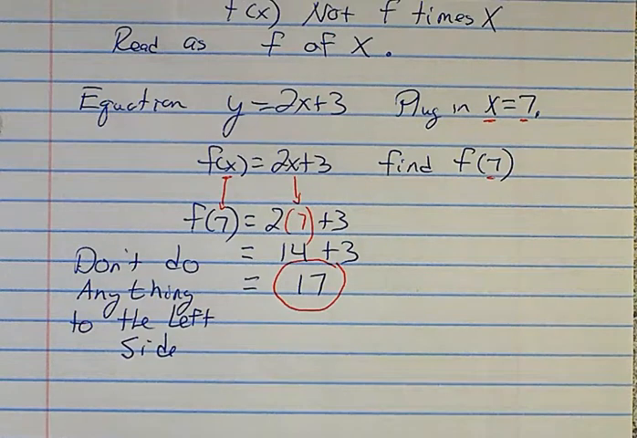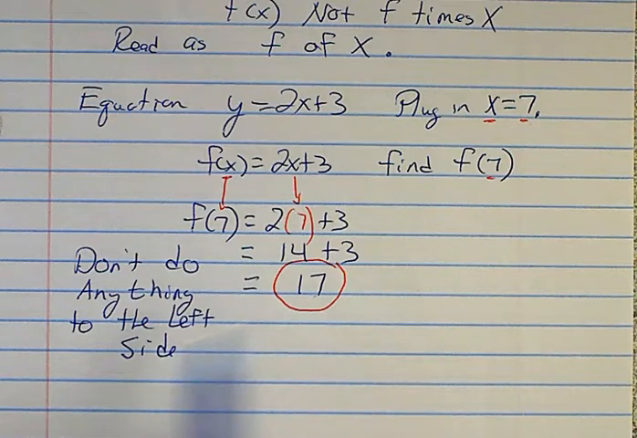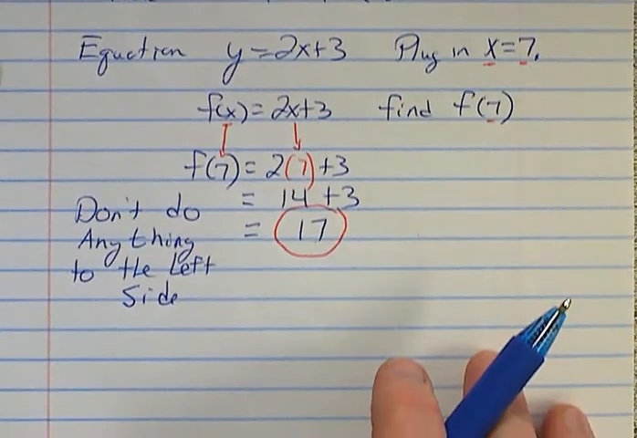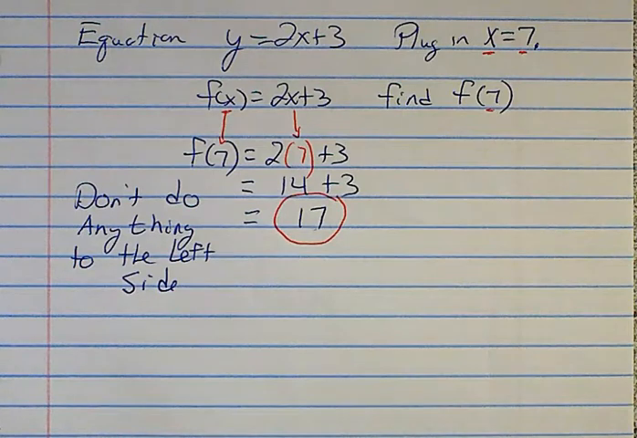And that would be no different than if you'd taken this 7 and plugged it back into the equation and worked it out, and this would have been y equals. In this case, it's just f of 7 equals, but you're still looking for the 17. All right, let's do a couple more of those just to make sure we've got it here.